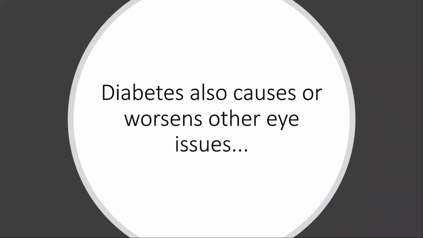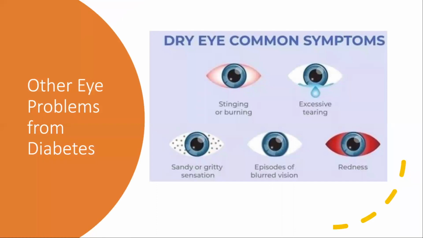Diabetes does not only cause retinopathy and macular edema in your eye, it can also cause other issues or worsen other issues that you already have with your eyes. A very common one is dry eye. People who have burning, stinging, sandy, gritty feeling in their eyes, or their eyes are tearing up a lot, those are really common symptoms of dry eye. When you have diabetes, it really just makes dry eye worse. There's a couple of different theories. One is diabetes just worsens inflammation throughout your whole body, and dry eye is an inflammatory disease as well, so they just work mutually to make things worse.